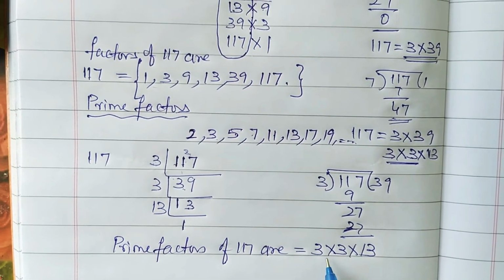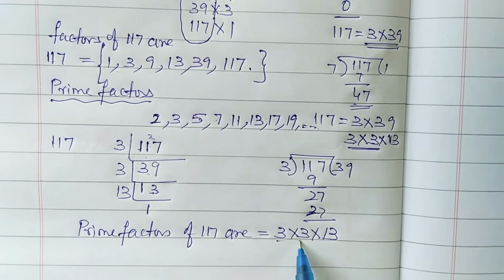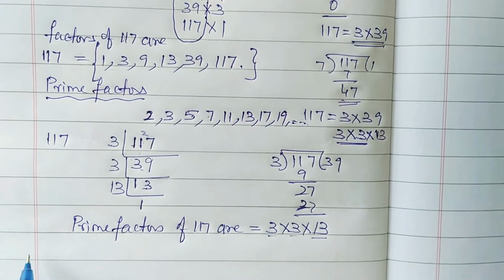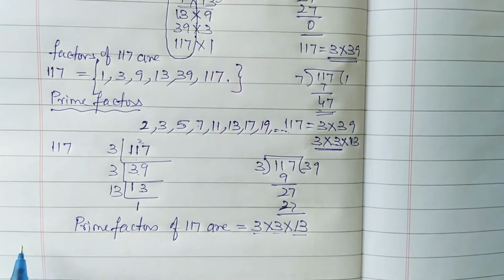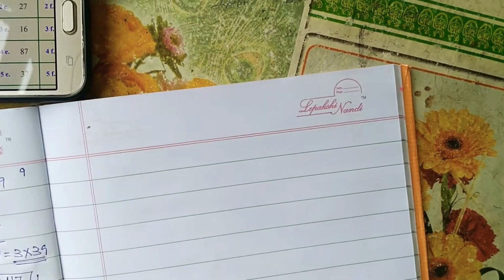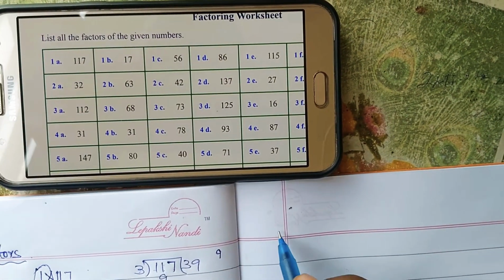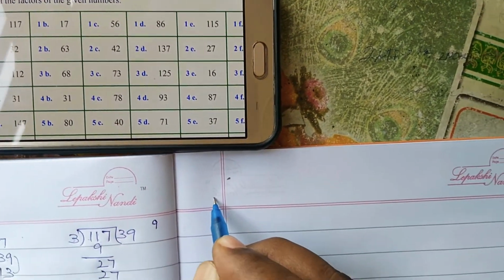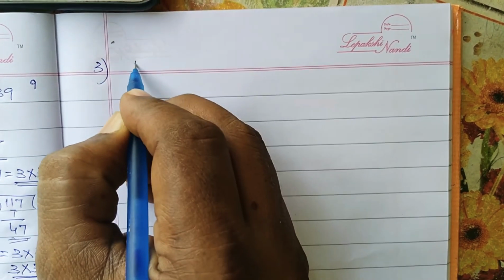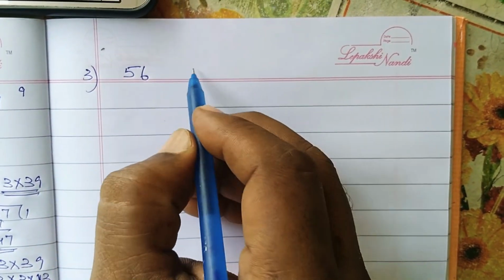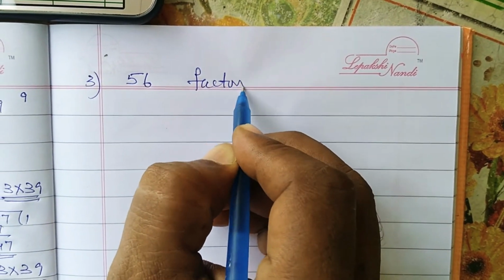Prime factors means the factors must be only prime numbers. Or I will do one more example for you. You see here, I will take the next example, 56. This is the third question for us here. So in this one, take the number 56. What are the factors for 56? What must you do?